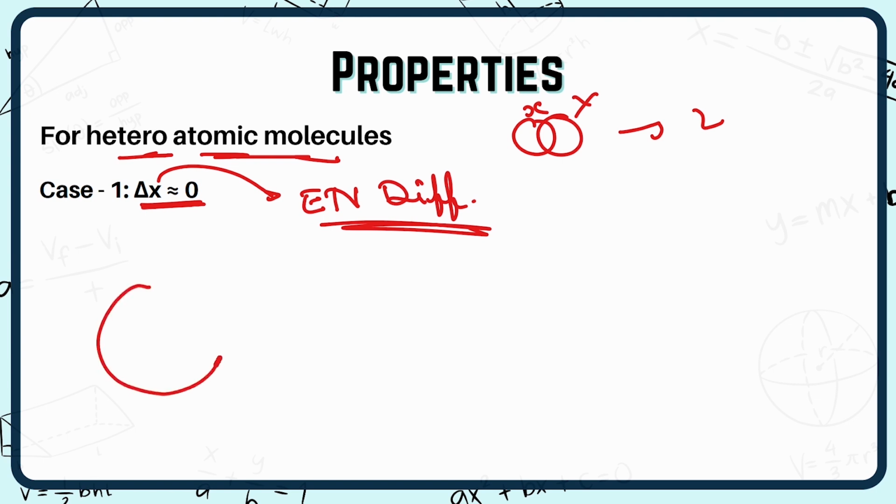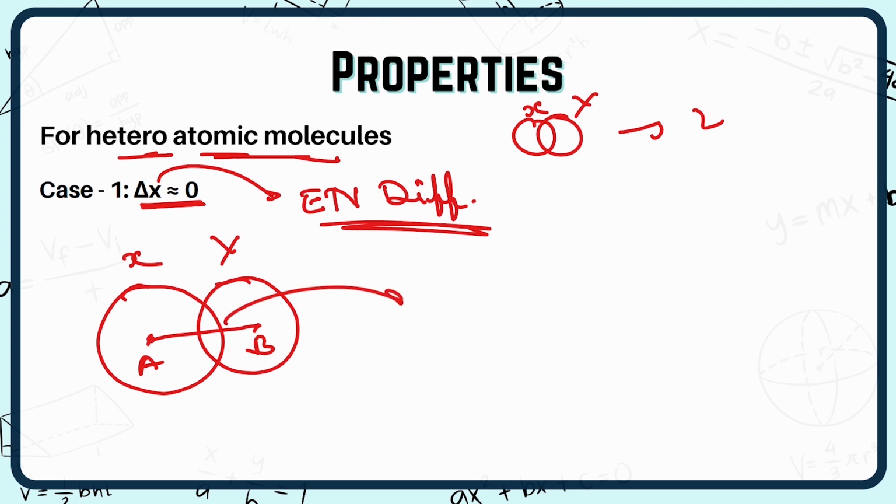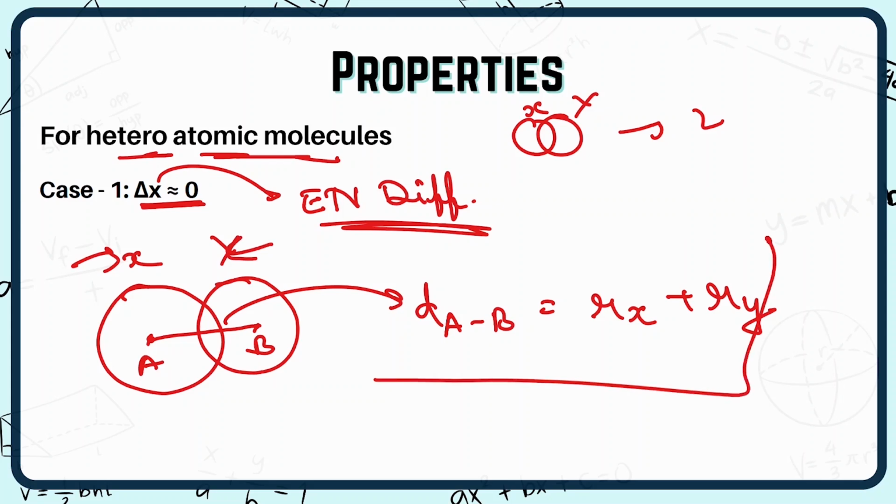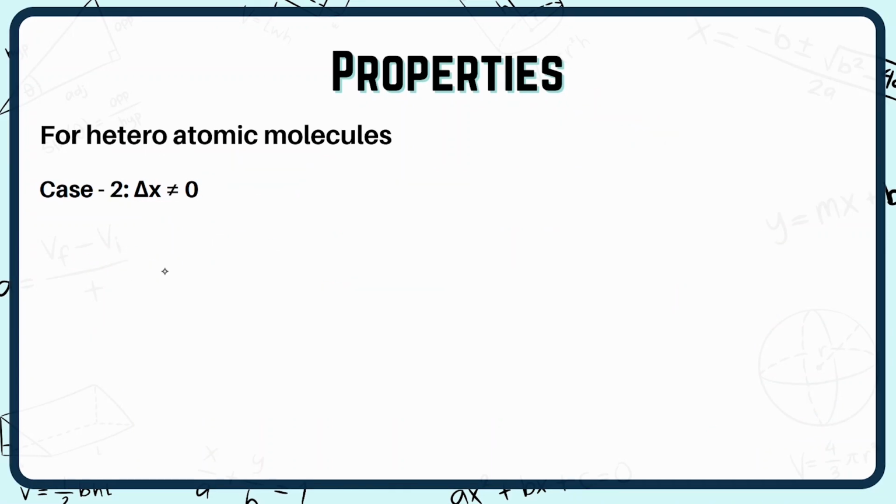In that particular case, let me just redraw the diagram. X and Y, these are the nuclei A and B. In that particular case, this DAB is equal to what? It is equal to Rx plus Ry, the radius of X plus radius of Y. This is our formula. Got it? Very easy. Let's move on to next.